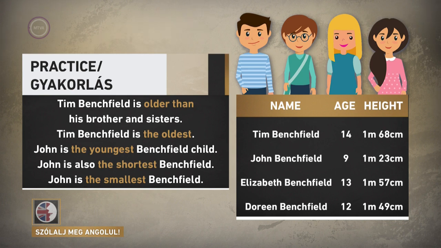Okay, good. Now, for a bonus point. What other sentence can we make about John using a superlative? That's right. Look at the children's heights. John is also the shortest Benchfield. We can also say that John is the smallest Benchfield, but the shortest is better because the opposite of tall is short, not small. But a lot of people make this mistake, and it's not a big mistake. Good. Now, let's practice with some other adjectives. Thank you, Benchfield kids. You were a great help.